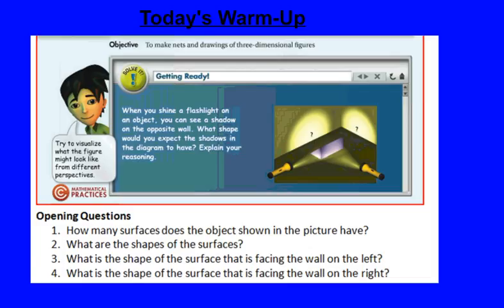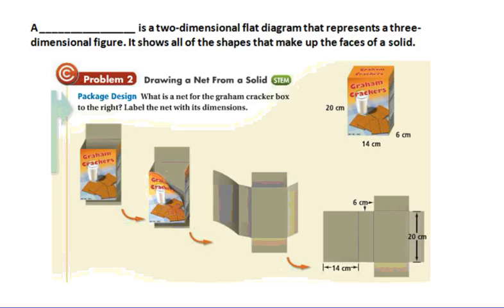What's the difference? So our objective for today, your learning target, your learning goal, I'm going to call it a learning target today, is to make nets and drawings of three-dimensional objects. So nets and other drawings. You hopefully have done nets before, so that's what we're going to start off with. A net.